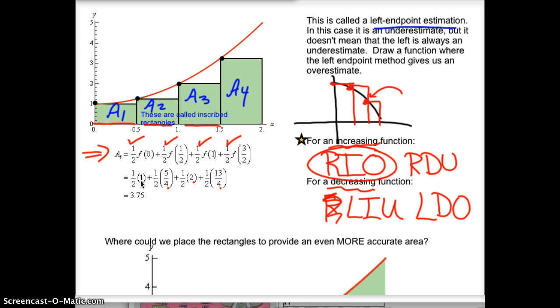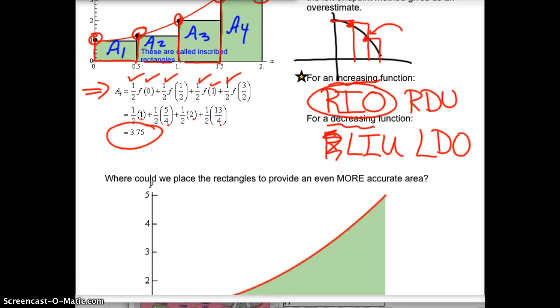But notice because I'm sticking to the left here, I'm never using this endpoint. I'm never using f of 2. I started way at the left with f of 0 as the height of the first rectangle. F of a half is the height of the next one. F of 1 is the height of the third one. So when you stick to the left, notice this last one over here gets left off. And when you calculate that out, you get a 3.75.